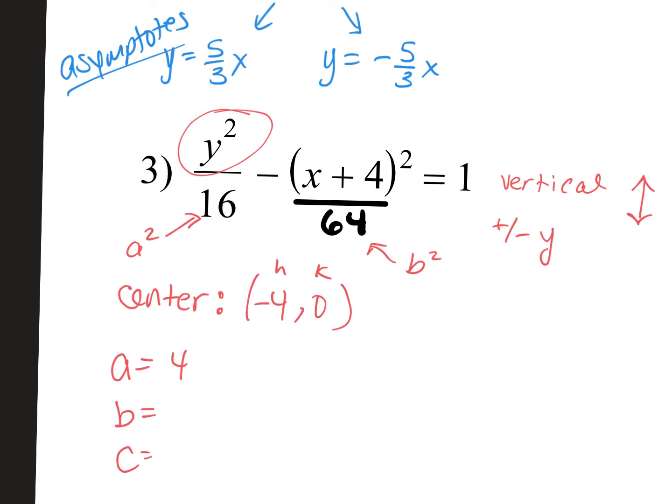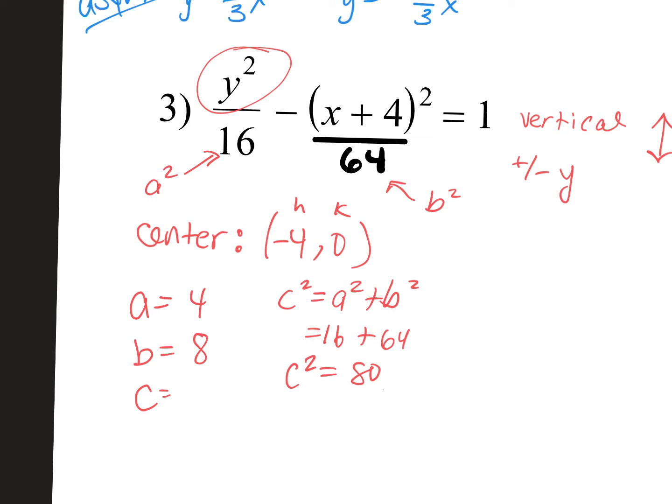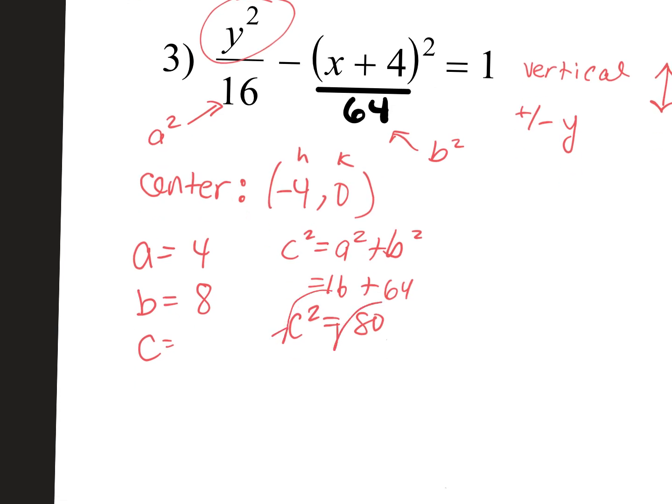What is it? 8. 8, okay. So C squared equals A squared plus B squared. Well, I know that A squared is 16 and B squared is 64. So C squared equals 80. Take the square root. And C equals, well, 80, guys, is the same as 16 and 5, right? So it's 4 root 5.